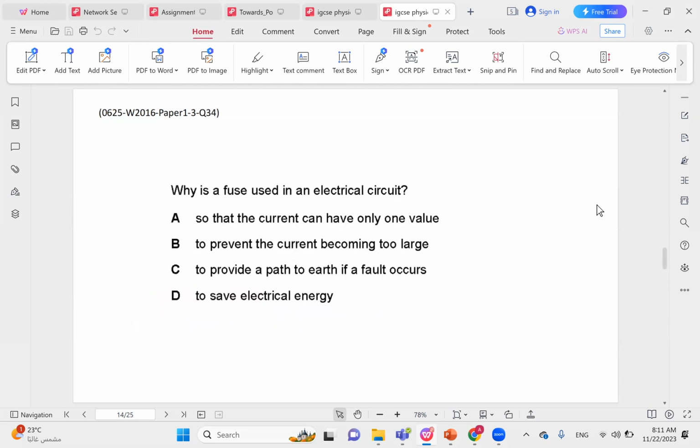Why is a fuse used in an electrical circuit? To prevent the current from becoming too large. The idea of a fuse is that if the current becomes too large, you get an open circuit and no current flows at all. And why is this important? Because a very large current will cause overheating of wires, and this might lead to fires in a house. So this is why fuses or circuit breakers are very important.